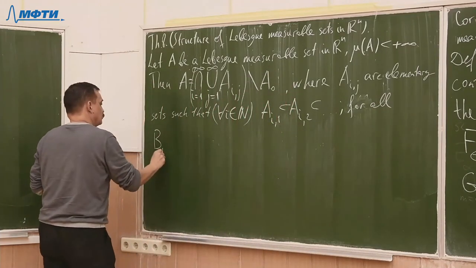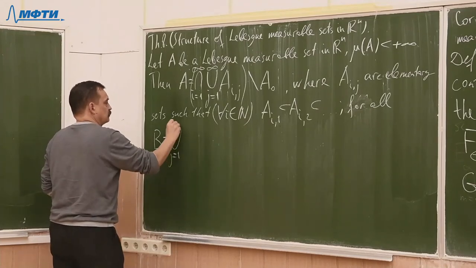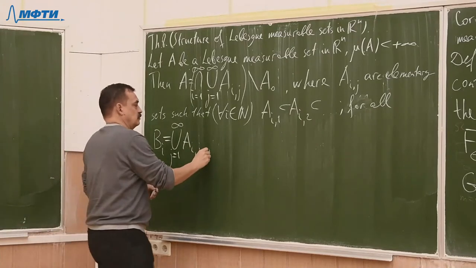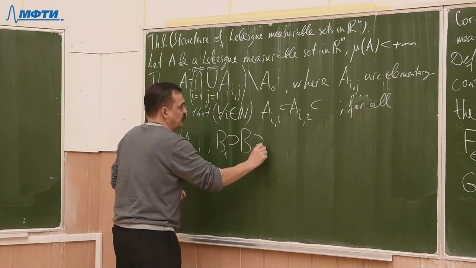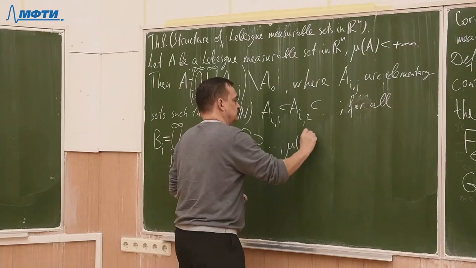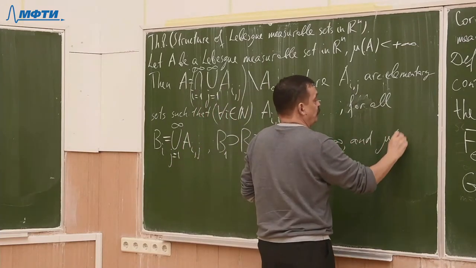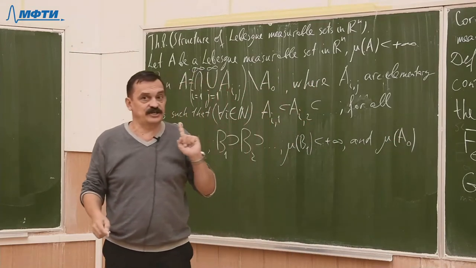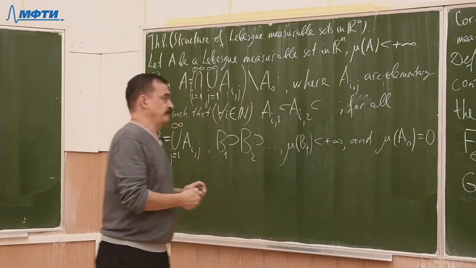For all Bi which are equal to unions of Aij's, we have B1 contains B2 and so on. Measure of B1 is finite. And measure of A0, that is not elementary, you see. Only Aij's are elementary. But A0 has Lebesgue measure 0. That's it.